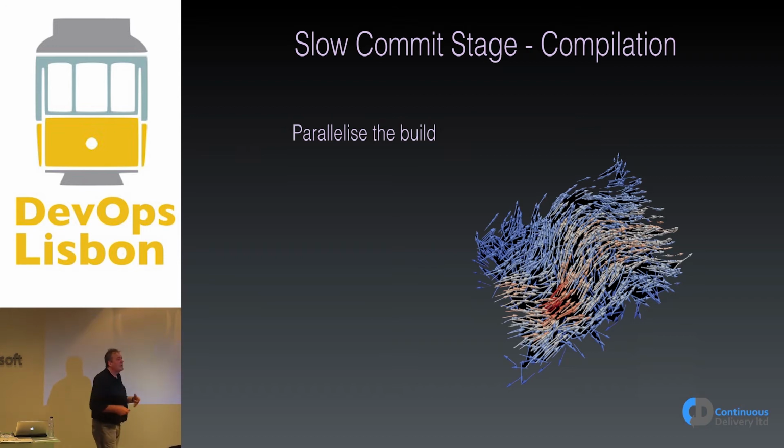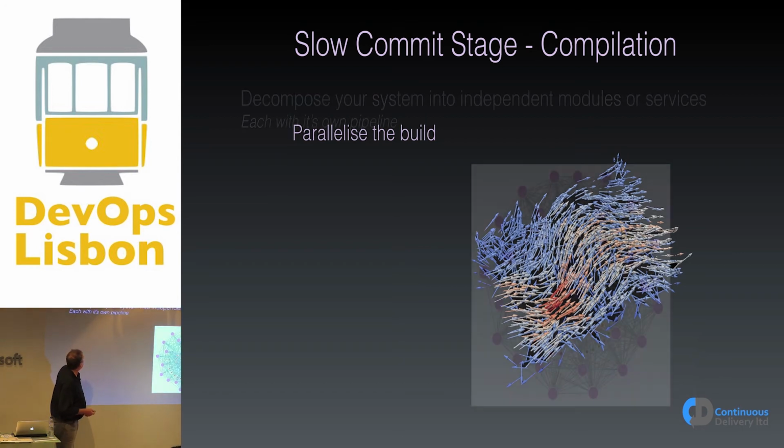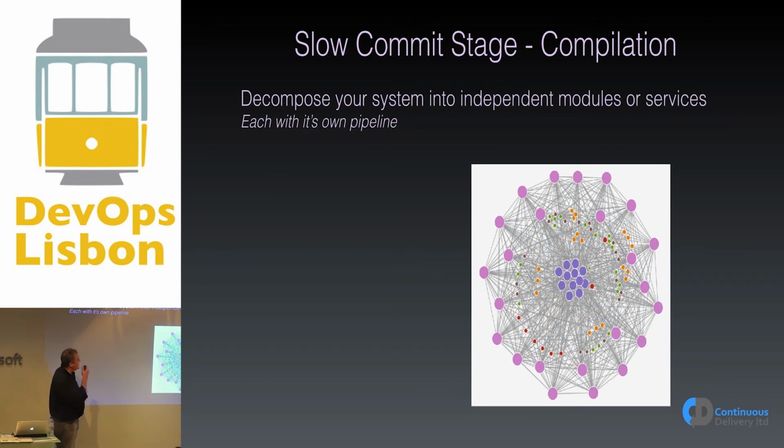So parallelize the build, use modern build systems to help you do that. Decompose your system into independent modules. This is a tricky one. This is the one that everybody from a traditional organization instantly thinks is the answer, that's what we'll do. But it's tricky because I think there are probably two seriously hard things in computer science. One of them is concurrency and parallel computing. And the other one is dependency management.